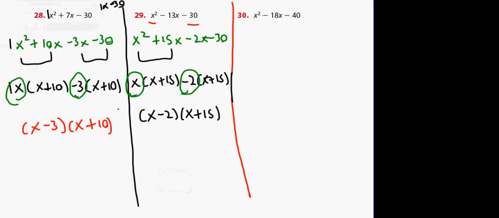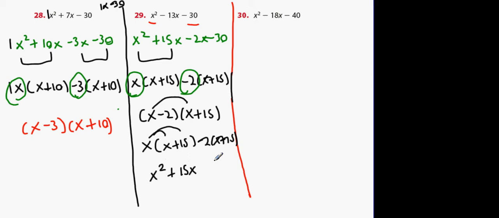So just sometimes remember to check your answer, okay? And when you check your answer, you're going to multiply it back out. So it's going to be x times x plus 15 minus 2 times x plus 15. When you multiply it back out, you would have got x squared plus 15x minus 2x, and minus 30. And what you'd get here is x squared plus 13x minus 30. And what you're noticing is I meant to have minus 13. So there's obviously been an error made here, okay?